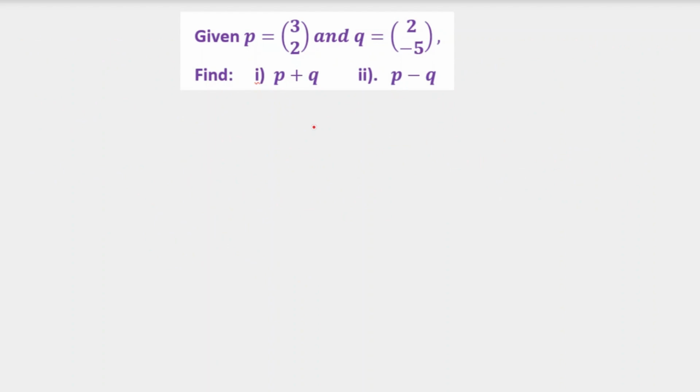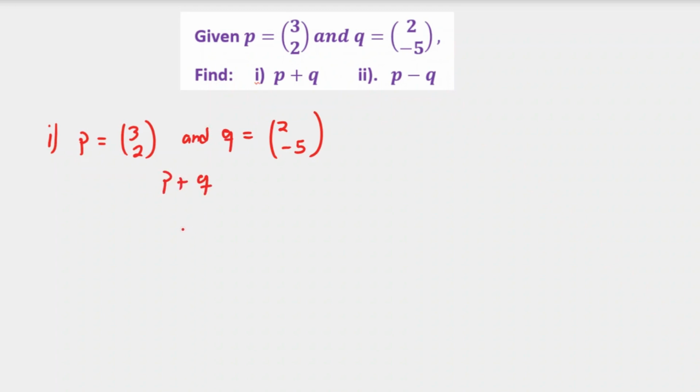So let's begin with our first question. Given the vector P with components 3 and 2, and vector Q with components 2 and negative 5, we have to find (i) P plus Q, and (ii) P minus Q. Let's begin. So let me work the first one here. The vector P has been given as 3, 2, and the vector Q has also been given as 2, negative 5. And we have to find the vector P plus Q.